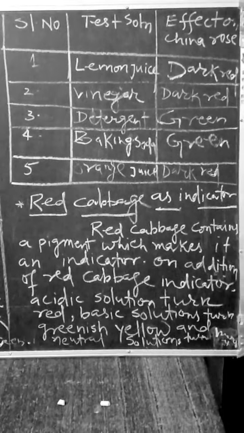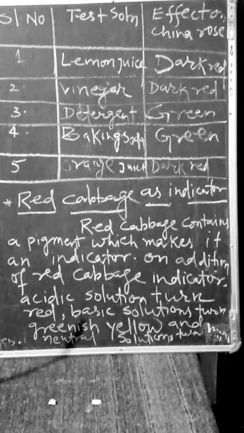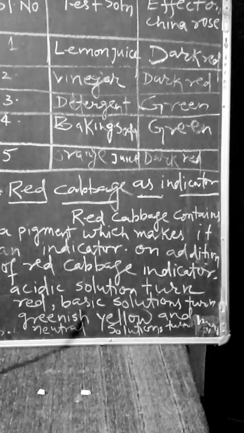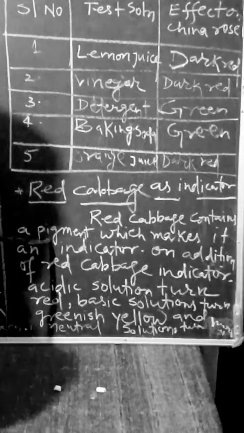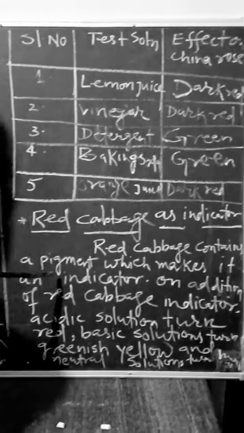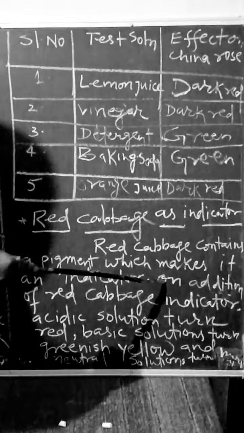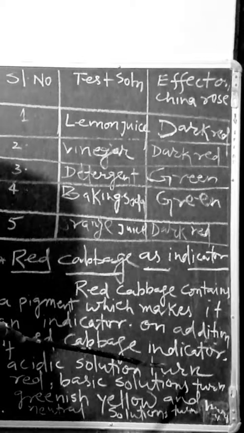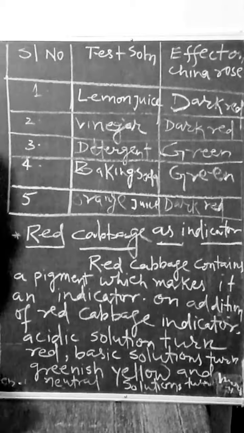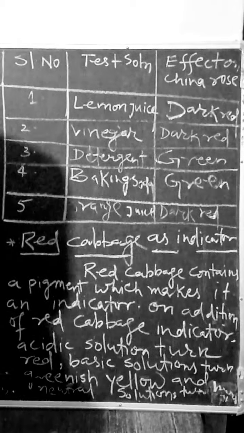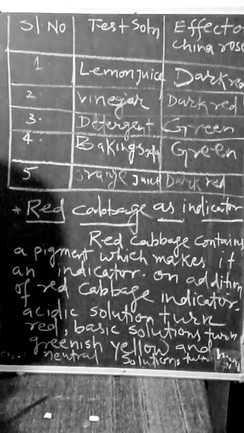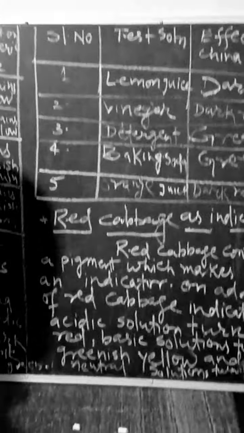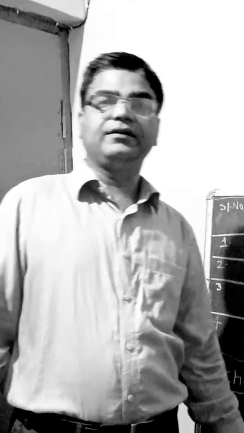Now we can find another natural indicator, which we can also prepare: red cabbage. Red cabbage contains a pigment which makes it an indicator. On addition of red cabbage indicator, acidic solution turns red, basic solution turns greenish yellow, and neutral solution turns purple.